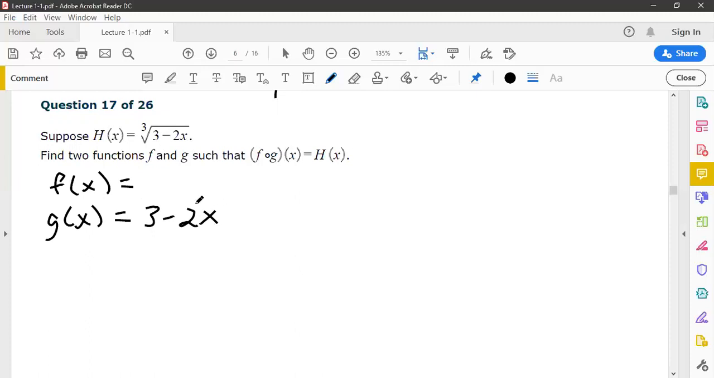Now what did we do to 3 minus 2x? We took the cube root of that. So our f function would be what we did to that particular polynomial. So we took the cube root of whatever g was. So again, you're breaking this down into two separate functions. The first being the polynomial, the 3 minus 2x. And the f of x, since it's furthest left, is what we're doing to that. We're taking the cube root of whatever that polynomial would be.